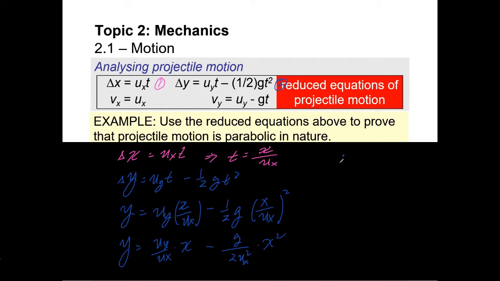If a equals uy over ux and b equals g over 2 times ux squared, then we have y equals a times x minus b times x squared, and that is an upside down parabola.